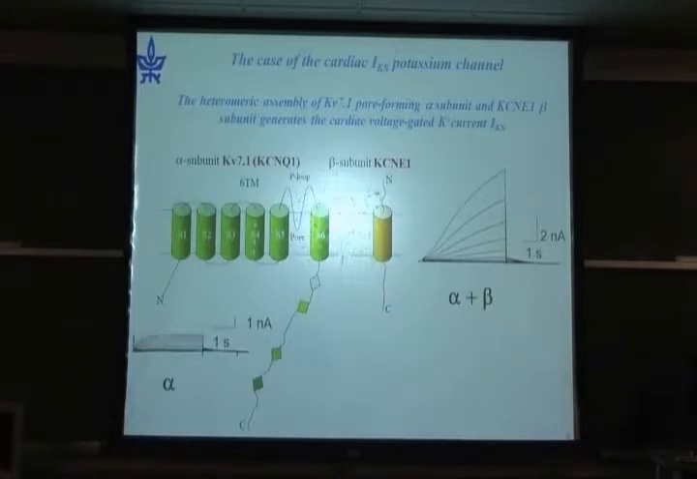So today I will present you the kind of assembly modalities and kind of gating properties of the cardiac IKS potassium channel, which is very important for the repolarization of the cardiac action potential. And we know that the heteromeric assembly of the Kv7.1 alpha subunit with the KCNE1 beta subunit is necessary to generate the cardiac voltage-gated potassium current, the IKS current.